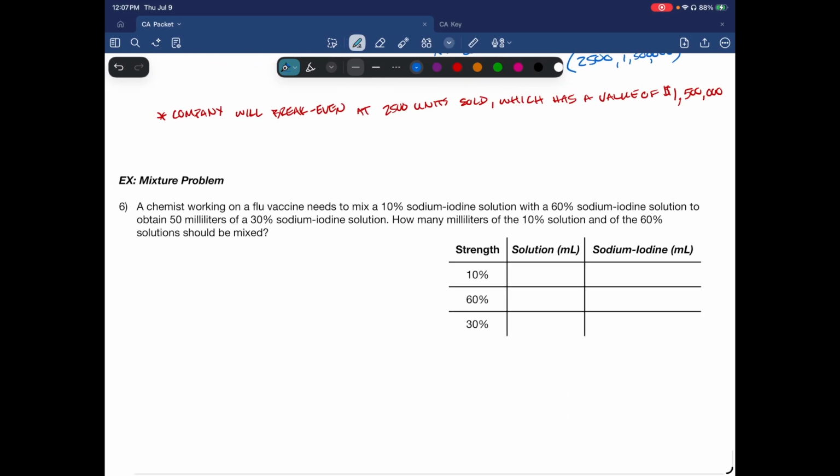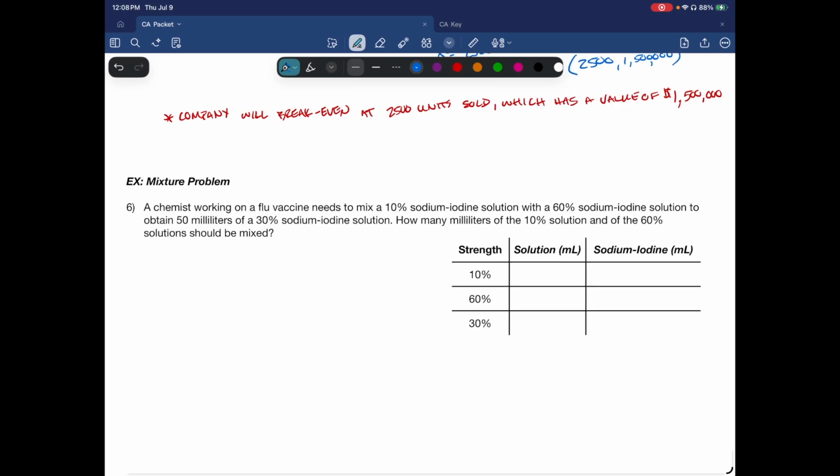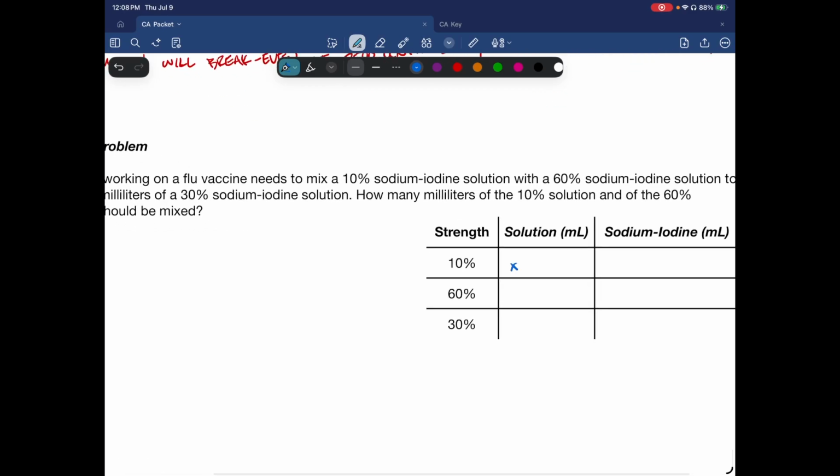All right, so a chemist is working on a flu vaccine and needs to mix a 10% solution of sodium iodide with a 60% solution of sodium iodide to obtain 50 milliliters of a 30% solution. How many milliliters of the 10% solution and 60% solution should be mixed? Okay, so if I let my 10% solution be x, my 60% solution be y, and I need 50 milliliters of the 30%.